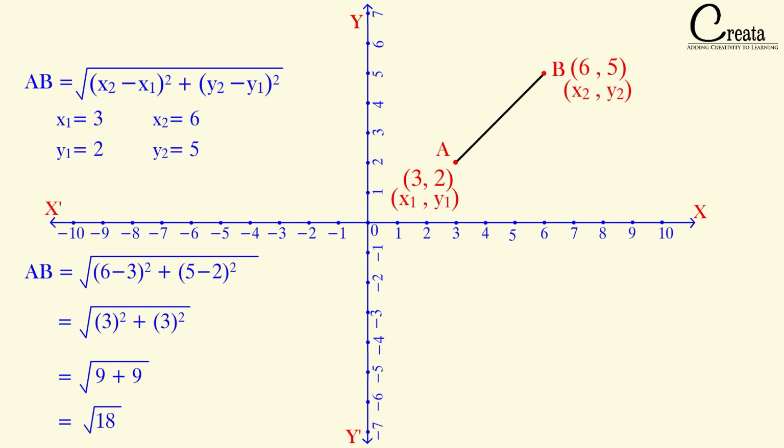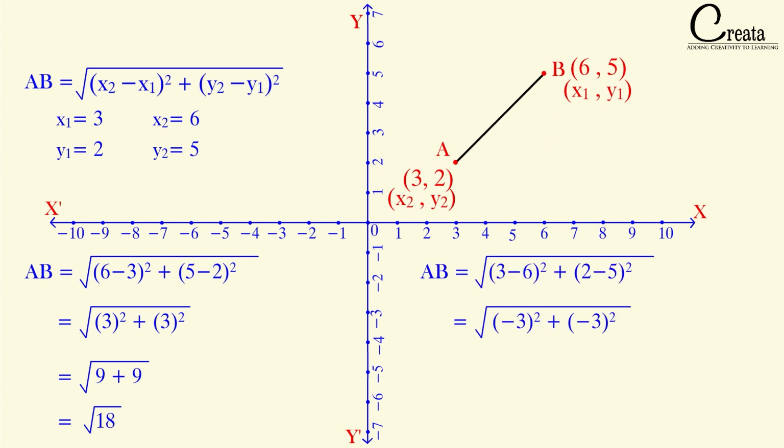Note that we can take any point as x1, y1 and any point as x2, y2. Suppose we flip both points, then also our answer will not change. Why? Because we have the square term. Here it is (x1 minus x2) whole square. It can be 3 minus 6, that is minus 3 square, or 6 minus 3, that is plus 3 square. Both answers will be 9. Plus 3 square is 9 and minus 3 square is also 9. So we can take any point as x1, y1 or x2, y2. You can flip, the square will neutralize that effect.